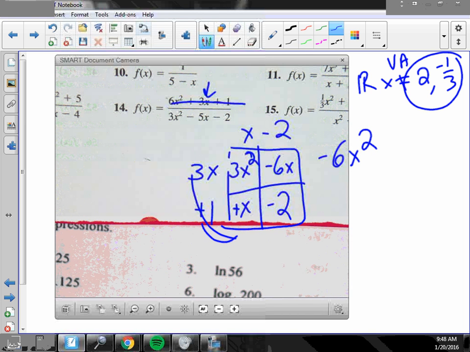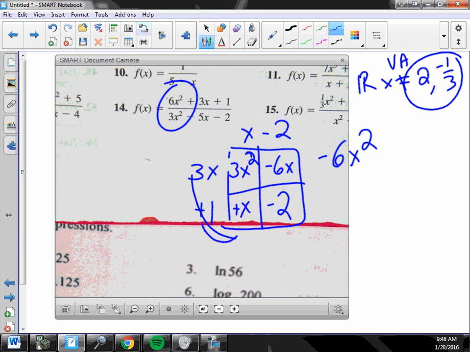And if I divide the leading terms, what do I get from that division? 2. And that would be a horizontal asymptote. So there's an HA at y equals 2. Does that make sense?